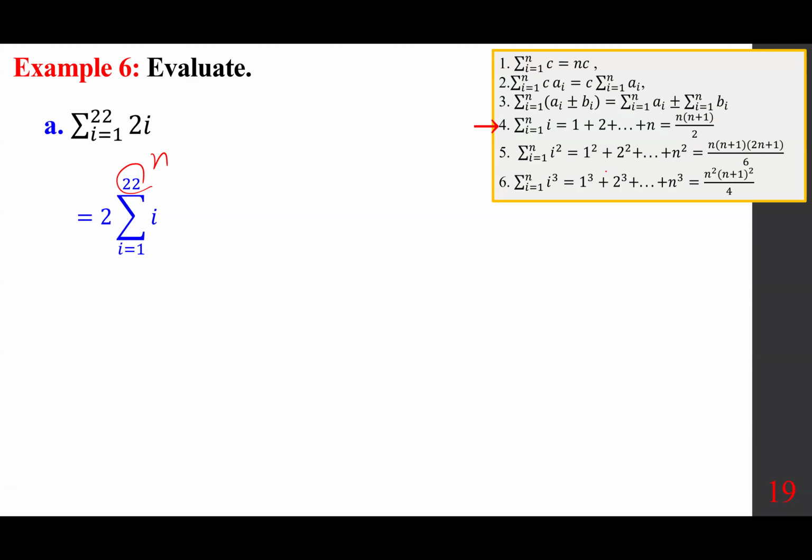Therefore, it's 2 times n, which is 22, times 22 plus 1 divided by 2. This cancels this one. 22 times 23 is 506.